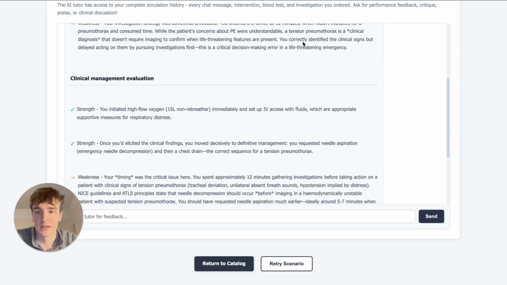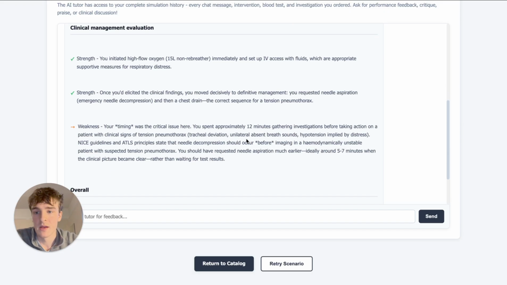But we correctly identified the clinical signs. However, we delayed acting on them by pursuing investigations. This was mentioned in the scenario, as we were going to do it just for demonstration reasons. However, it's very good that it's picked this up, as this is a common misconception with tracheal deviations and the underlying pneumothorax. And then we have clinical management.